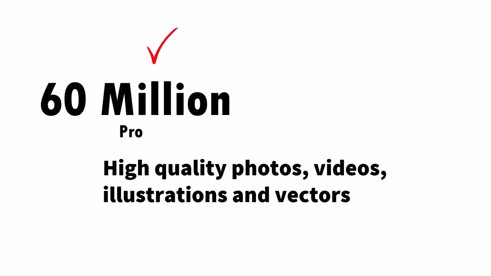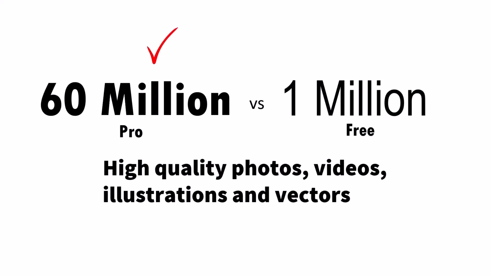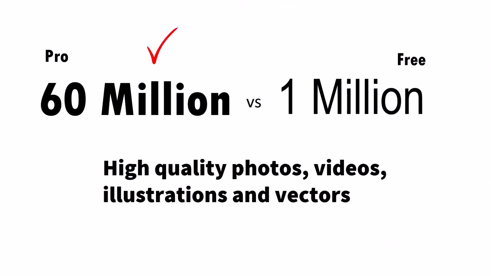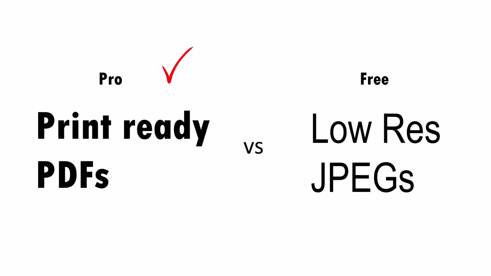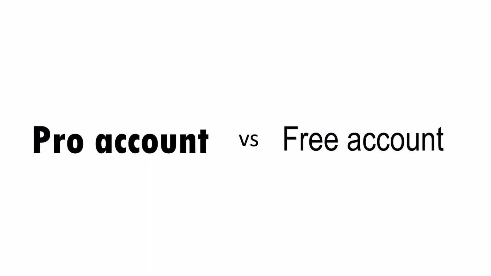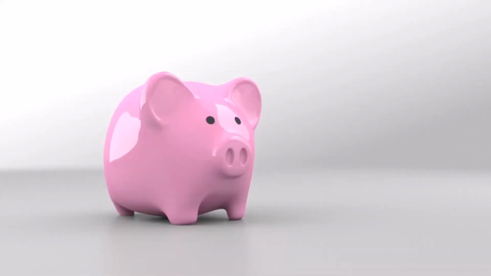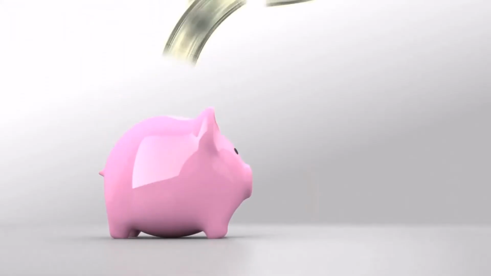If you're a pro user, you get access to 60 million high-quality photos, videos, illustrations, and vectors. Whereas if you're a free user, you get access to around 1 million assets. So you get to express your ideas far more precisely and easily with a pro account. Another important distinction is, with a free account, you can save your designs only as low-resolution JPEGs. Whereas with a pro account, you get to save your designs as high-resolution print-ready PDFs. So if you want more control over your designs and need more options, then getting a pro account is a good idea. If you think about it, Canva Pro is not very expensive, especially when you consider the amount of money you would save by designing things for yourself rather than hiring a designer. The investment is a no-brainer.